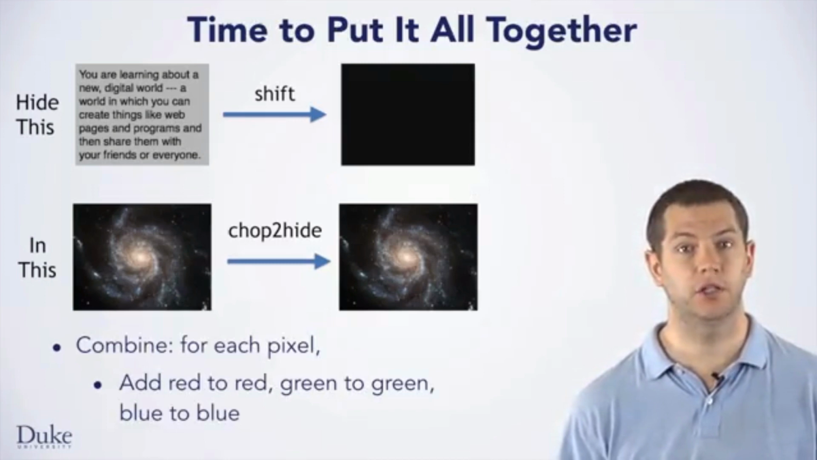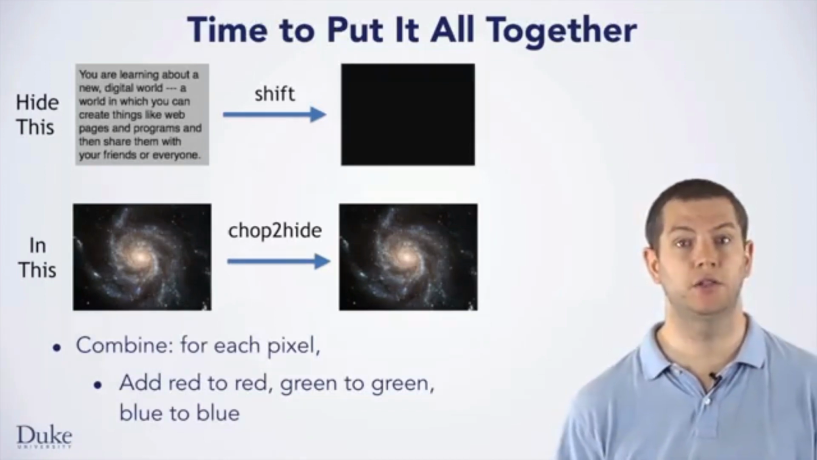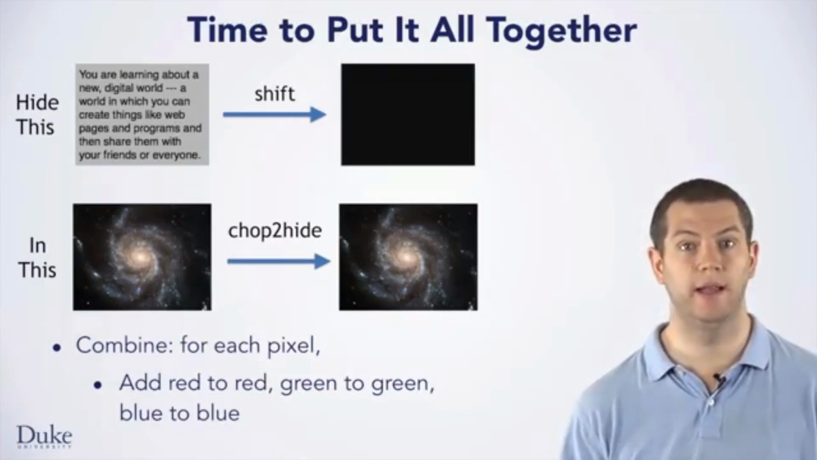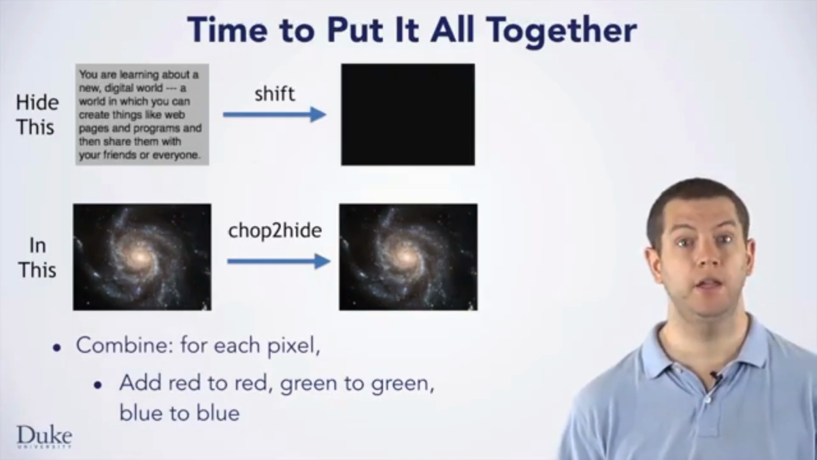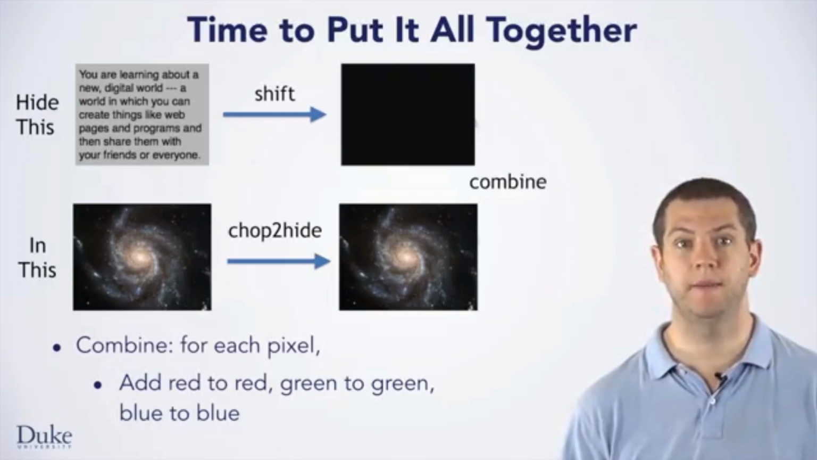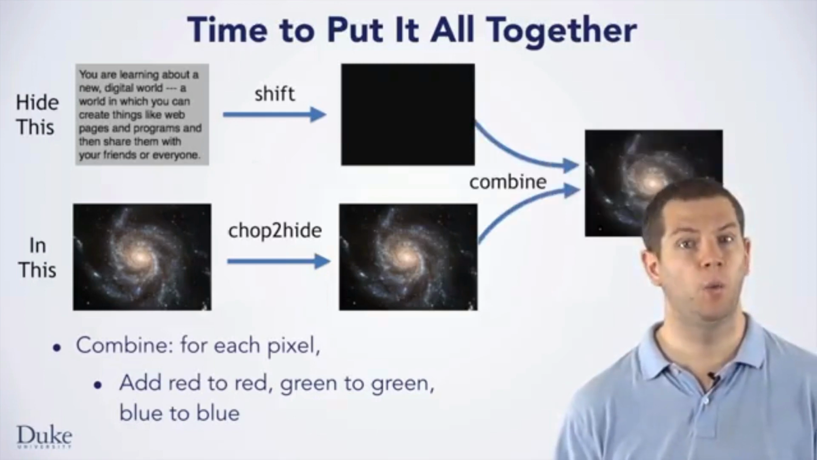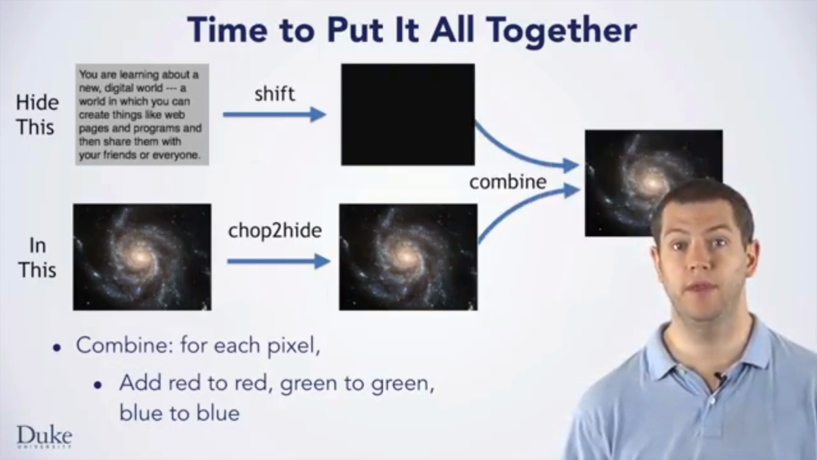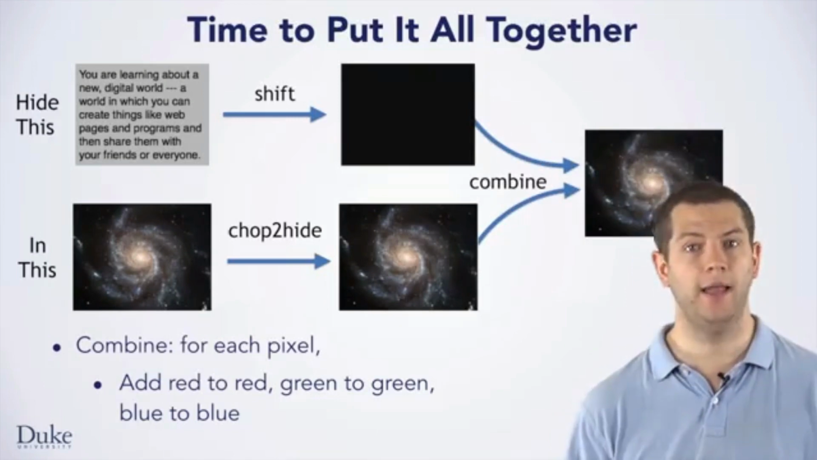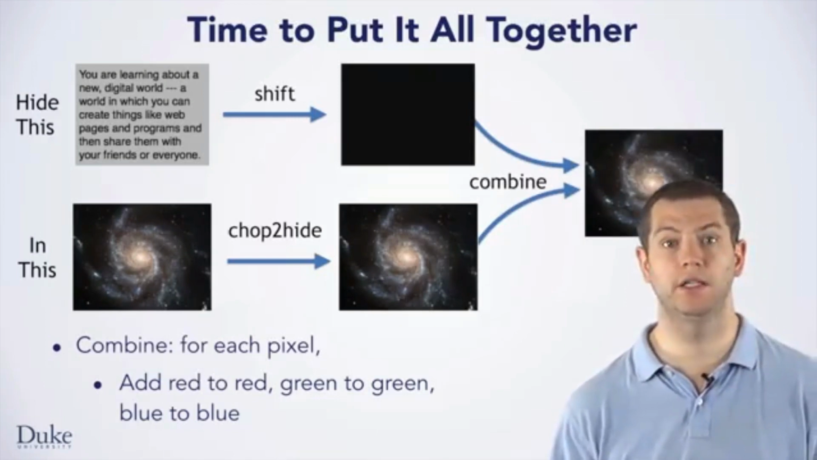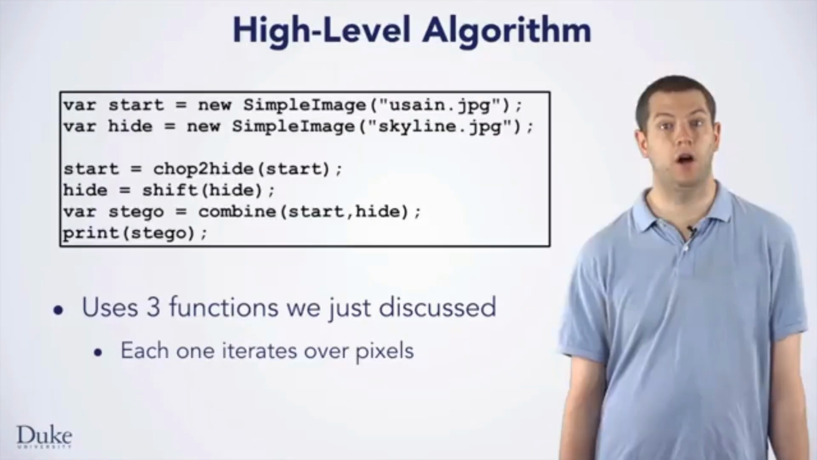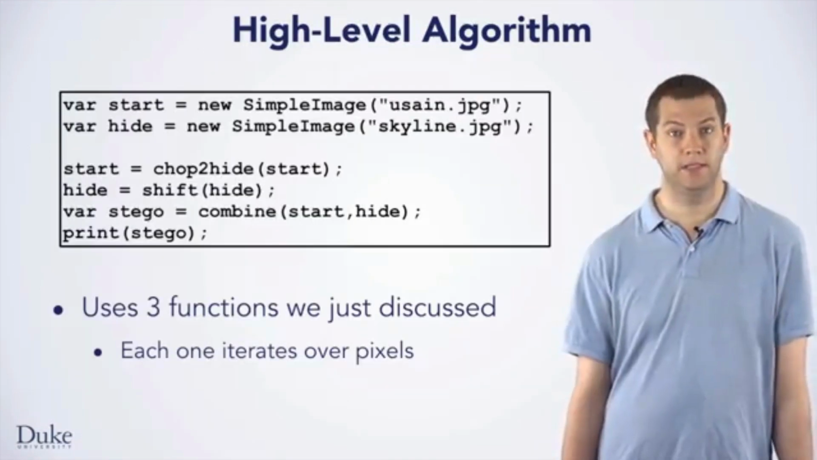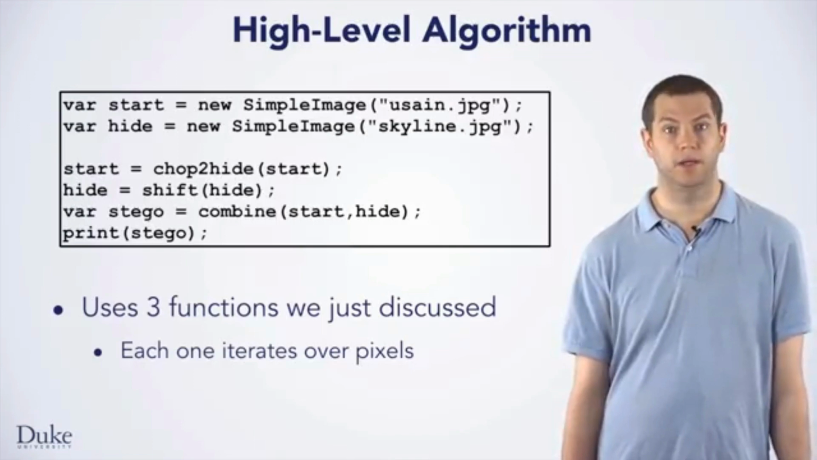The final function, called combine, takes two images and adds red to red, green to green, and blue to blue to produce the color values of the resulting image. It should look basically the same as the original image. Once you have the ideas for these three functions, your high-level algorithm to hide one image in another looks like this. You just call the functions that we discussed and they do all the work.